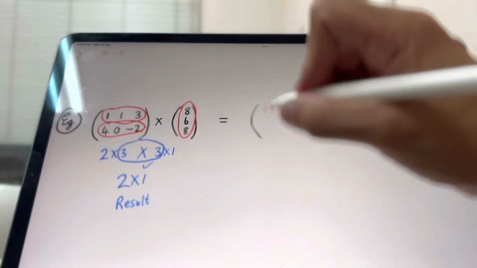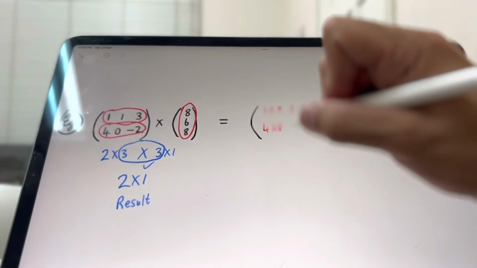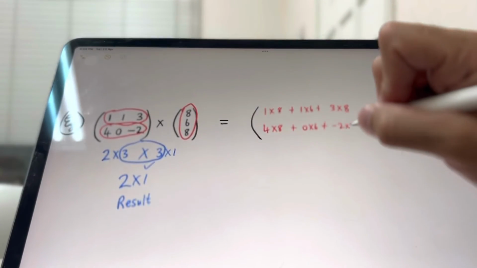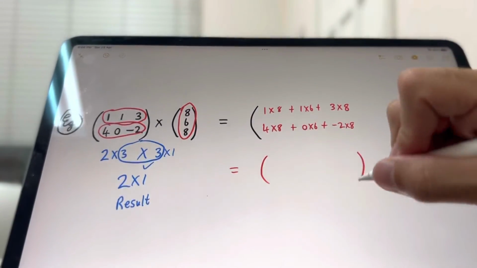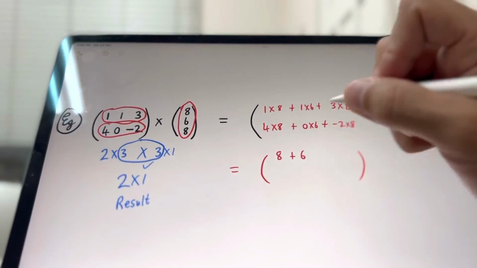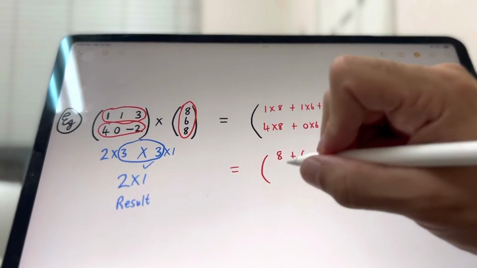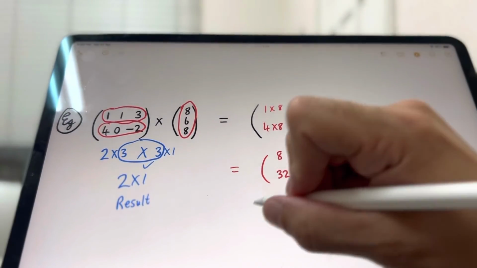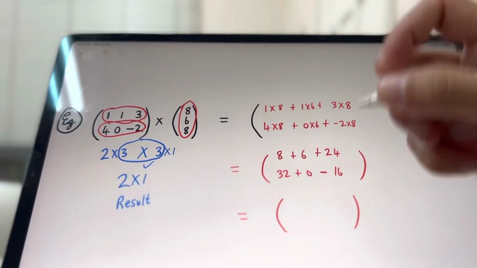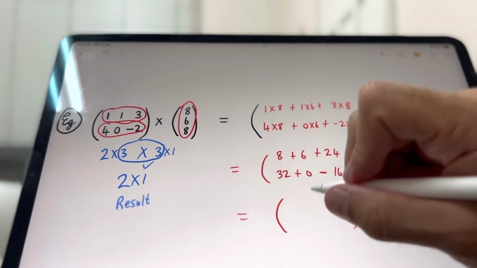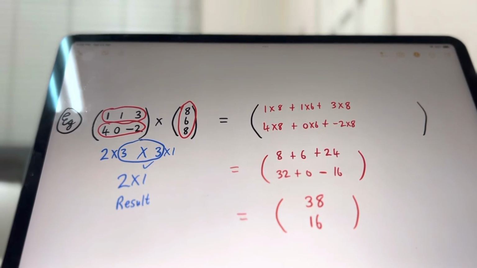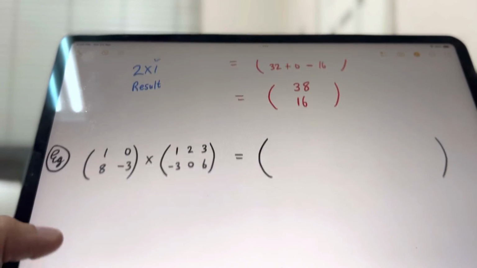And then we have bottom row times the column, 4 times 8 plus 0 by 6 plus negative 2 by 8. Just simplify. 8 plus 6 plus 24. 32 plus 0 minus 16. 8 plus 6 is 14, plus 24 is 38, and 32 minus 16 is 16. And we have a 2 by 1 matrix resulting.